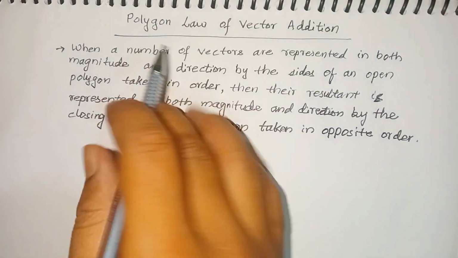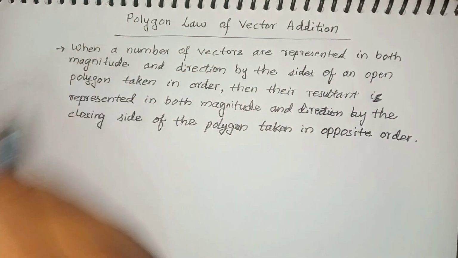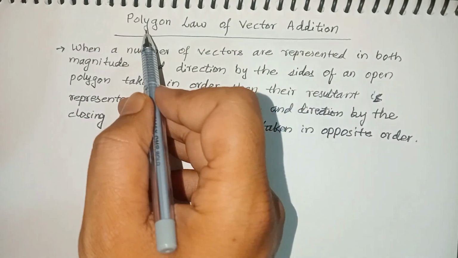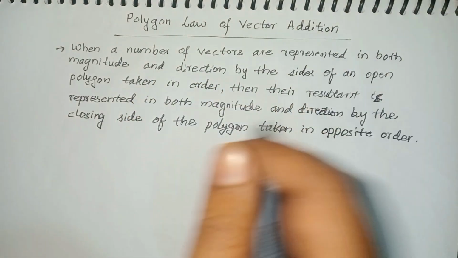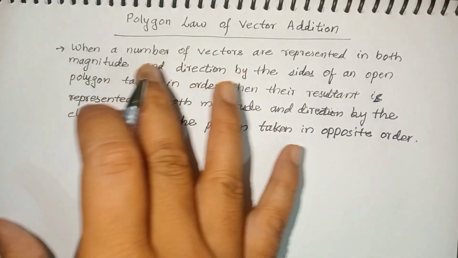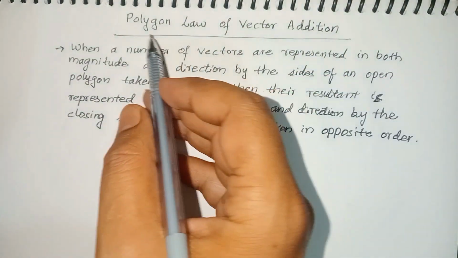Let's study the topic Polygon law of vector addition. What is this Polygon law? Before this we studied triangle law and parallelogram law, now it is Polygon law. It means it can be more than 3 vectors, more than 4 vectors, 5 vectors, or any number of vectors. It can be added by Polygon law.